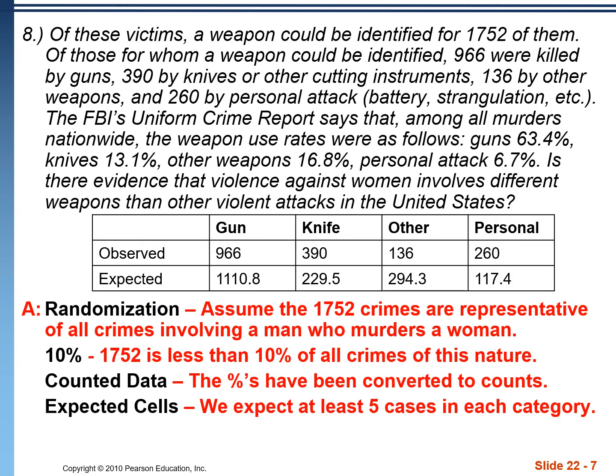Again, we want to make our table. This time it's telling us what our observed counts are, and we have to figure out what the expected ones are based on these percentages. So just take these percentages, multiply them by that full sample size, which is up here, 1752. Remember, it's okay for the expected values to be decimals, but it's not okay for the observed values to be decimals. Assumptions: we expect that we're getting at least 5 in each category. Randomization, 10%, you know how to do. And counted data, we've switched our percentages to counts.